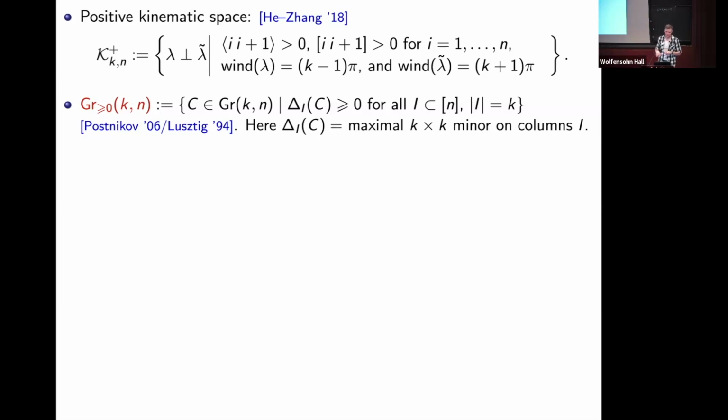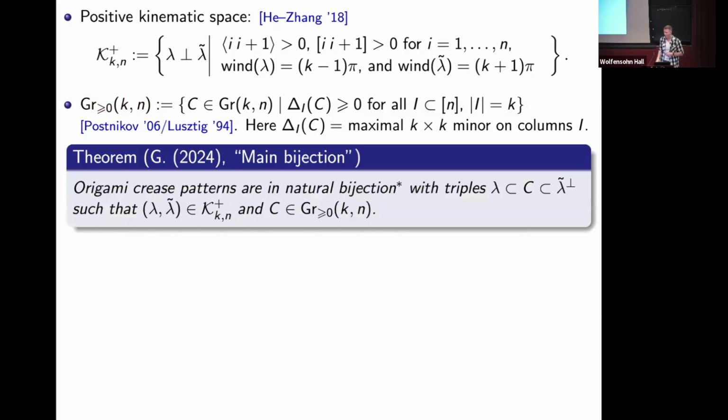Then the condition for the totally non-negative Grassmannian is that all maximal minors of the matrix have to be non-negative. There are n choose k maximal minors, and they all have to be non-negative. That's the totally non-negative Grassmannian, which was introduced by Postnikov and separately by Lusztig in different language. So these are the two ingredients, and then here's the main result.